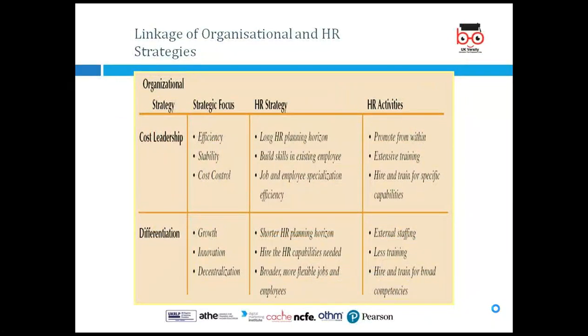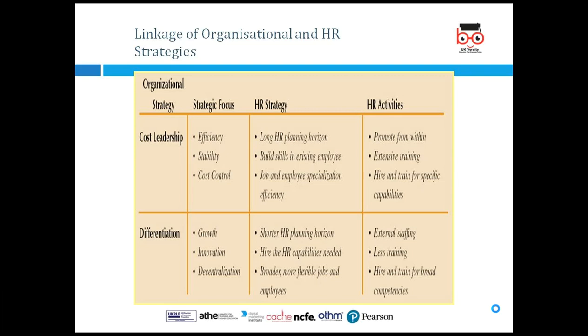Then we discuss strategies, strategic focus, HR strategy and HR activities. For cost leadership, we want efficiency, stability, and cost control. So in HR planning, we need to build the skilled existing employees, jobs, and employee specialization efficiency. So the HR activity is to promote from within, with extensive training. We need to look around, hire and train for the specific capability.